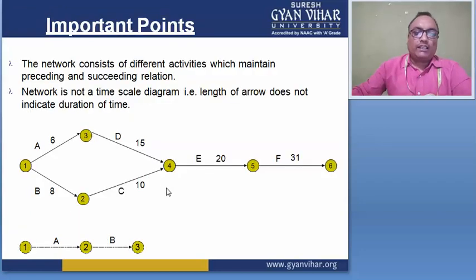In the next slide, here are the important points for the network analysis diagram. The network consists of different activities which maintain preceding and succeeding relations, and a network is not a time scale diagram. That is, the length of an arrow does not indicate the duration of time.